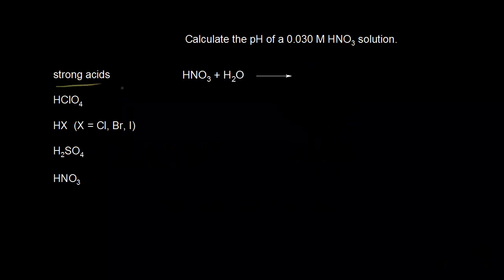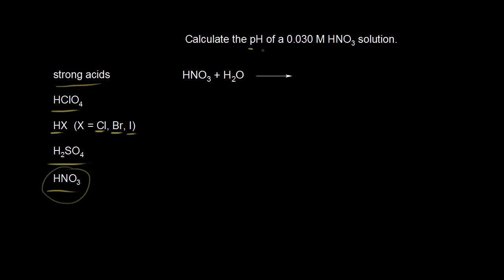Here we have some strong acids which ionize 100% in solution. HClO4 is perchloric acid, HCl is hydrochloric acid, HBr is hydrobromic acid, HI is hydroiodic acid, H2SO4 is sulfuric acid, and HNO3 is nitric acid. So let's do a calculation using nitric acid here.